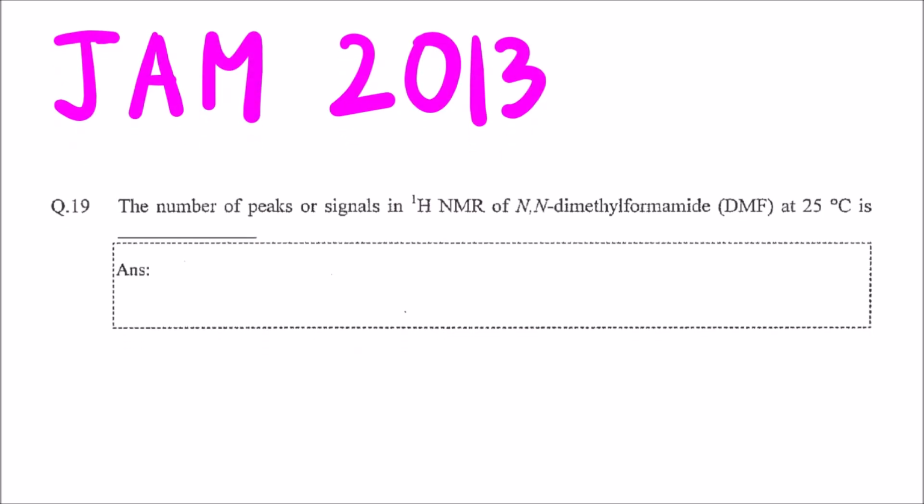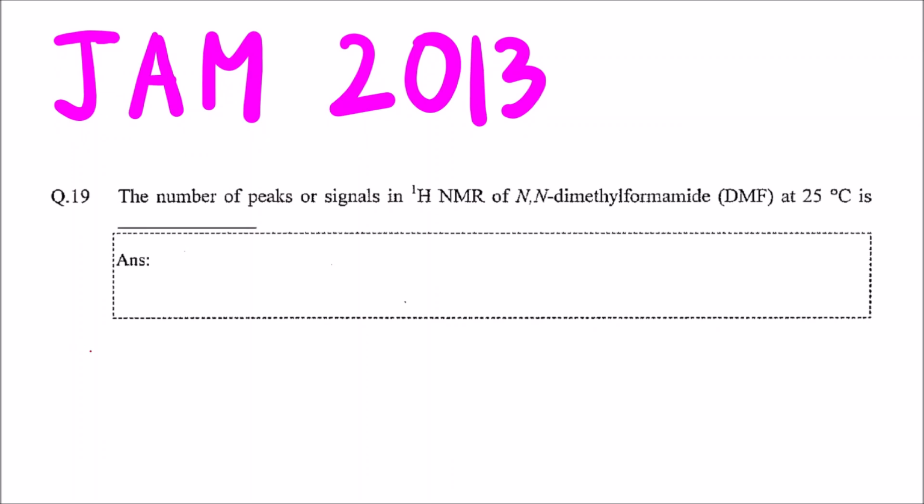Now there is one more question that was asked in JAM 2013, as we had discussed in the last video of chemical shift. The number of peaks or signals in 1H NMR of N,N-dimethylformamide. Here they have not given the structure. This is a numerical answer type question, or NAT, so we just have to write down the number of peaks that will be seen. For that we must know the structure of N,N-dimethylformamide.